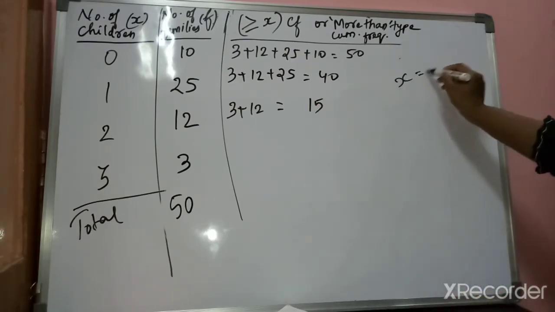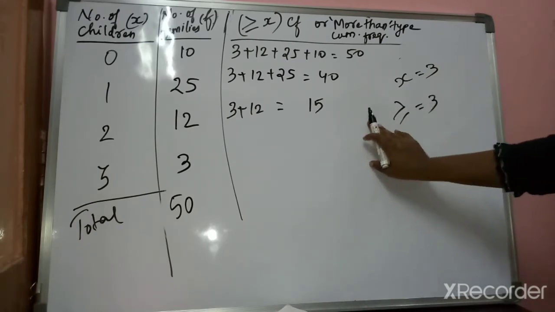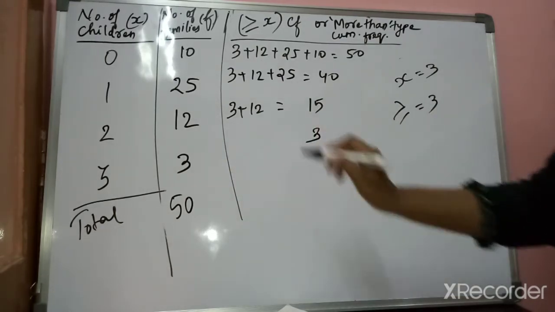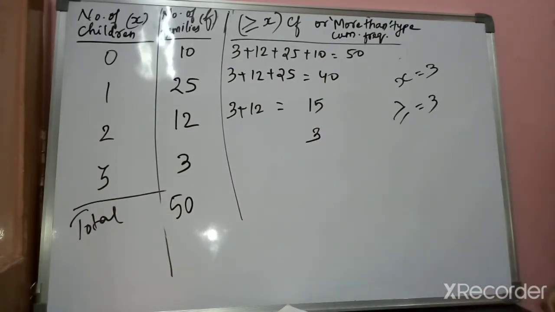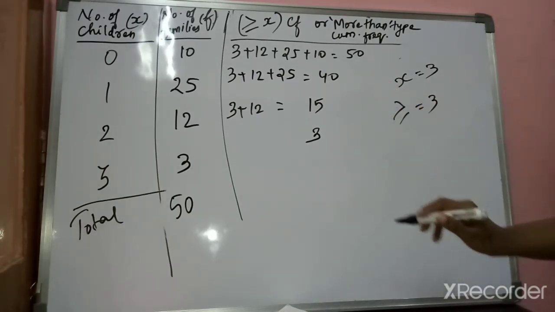Now more than 3 is no one, nothing is there. So only equal to 3. So equal to 3 means 3. Only 3 families are having that. Okay. Clear with this more than type and the less than type? I hope this is clear to you.